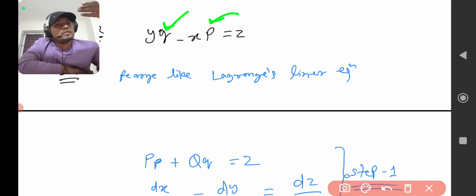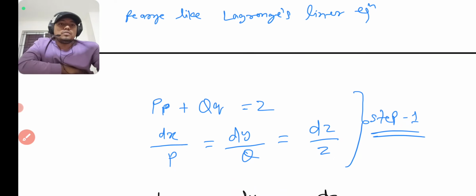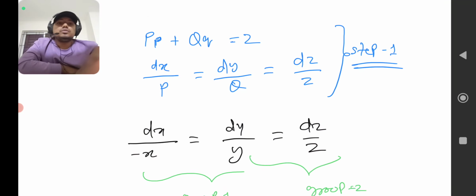Why no? Because here p and q are separate and their meaning is also different. If you start integrating, with respect to which one will you integrate first? Whichever one you integrate, the other thing will become worse. If you integrate for p, q will become worse. That's why this is a separate case, Lagrange's linear equation. So we have to rearrange. How should you rearrange?